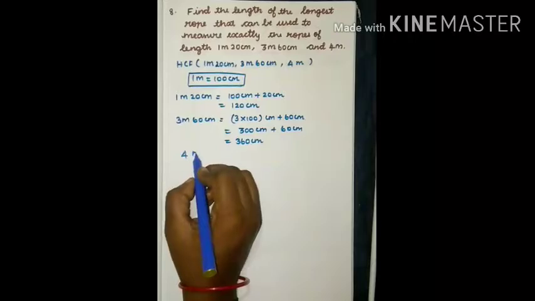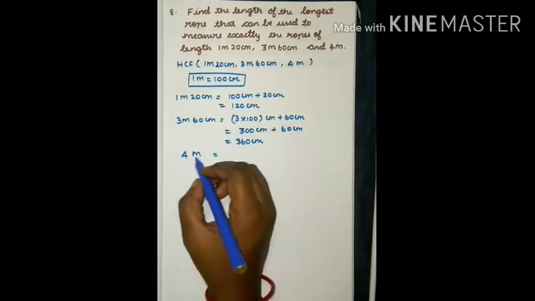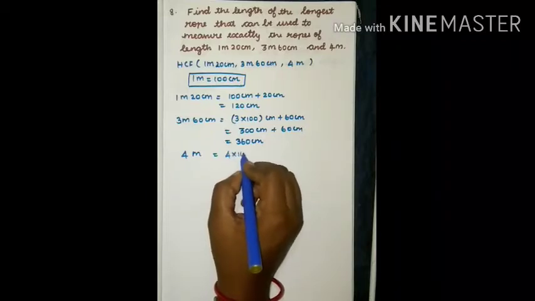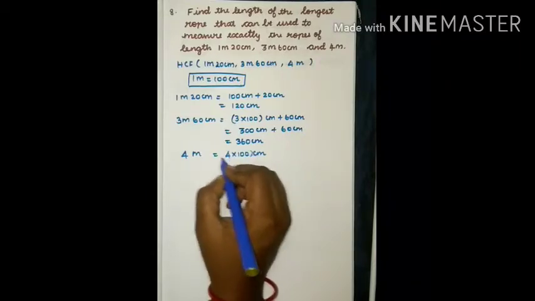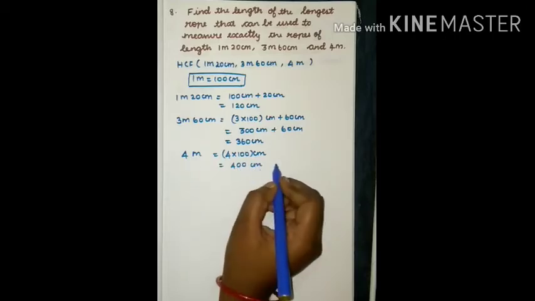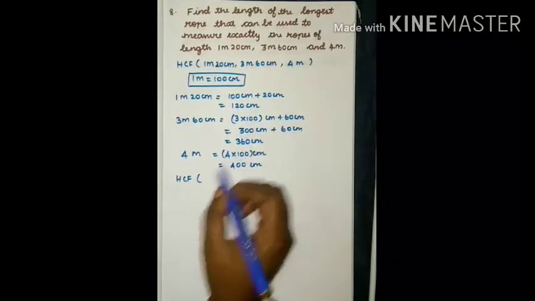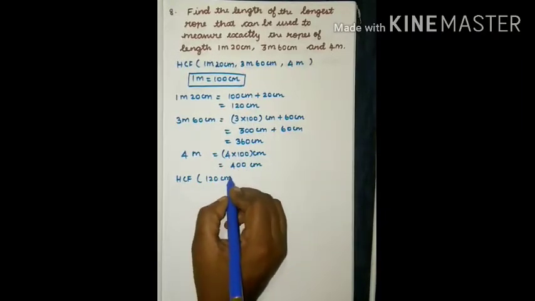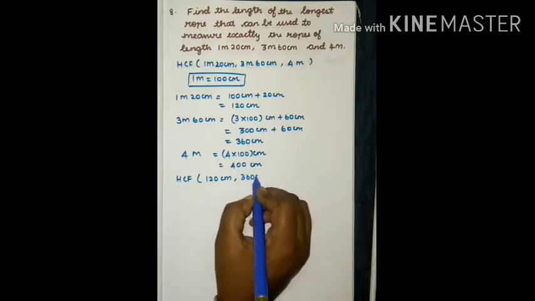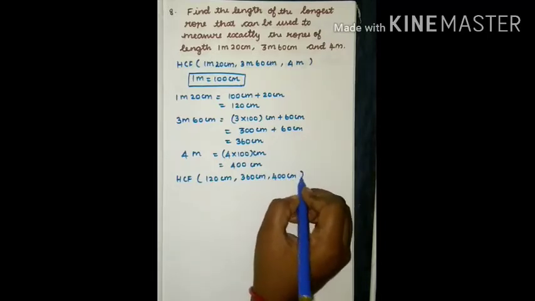And then let's find for 4 meter. 1 meter equal to 100 centimeter. 4 meter equal to 4 into 100 centimeter. 4 into 100 is 400 centimeter. Now we have to find the HCF of 120 centimeter, 360 centimeter, 400 centimeter.